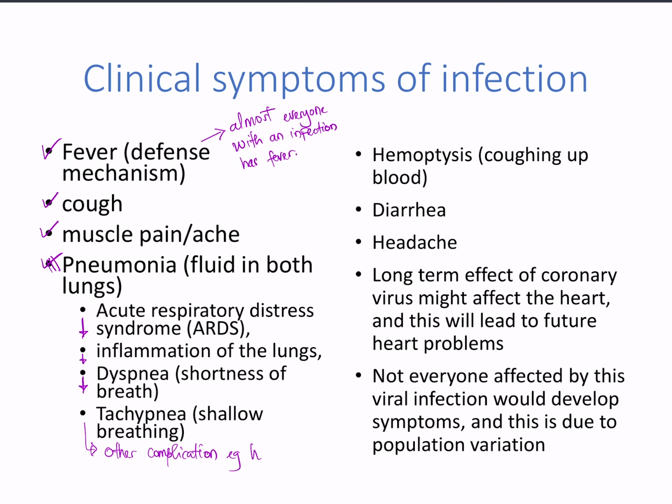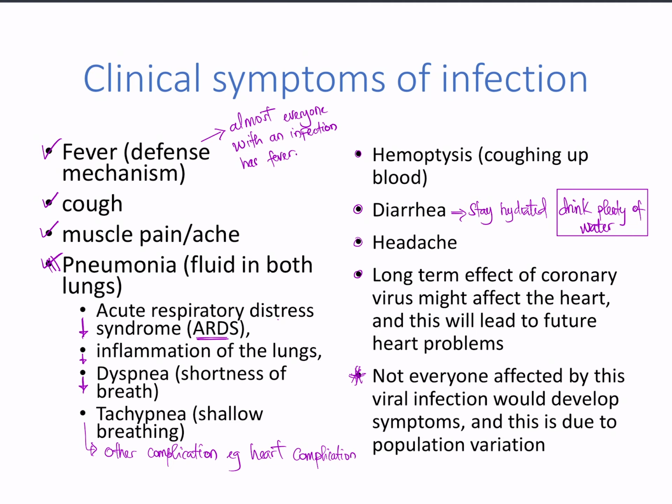Respiratory problems then tend to have a cascade of other issues, most commonly heart complications. Symptoms reported include hemoptysis, which is coughing out blood, diarrhea, for which you are advised to stay hydrated and drink a lot of water, and headache. A long-term effect of this viral infection might affect the heart, leading to future heart problems.